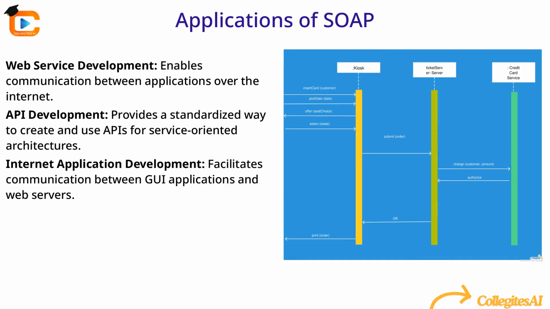SOAP has a wide range of applications. It's a cornerstone of web service development, enabling applications to communicate seamlessly over the Internet. SOAP also plays a crucial role in API development, providing a standardized way to create and use APIs for service-oriented architectures. In the realm of Internet application development, SOAP helps connect GUI applications to web servers, facilitating smooth data exchange.